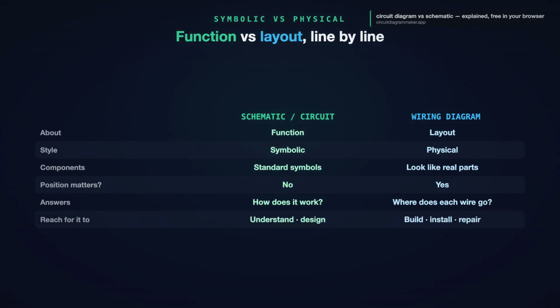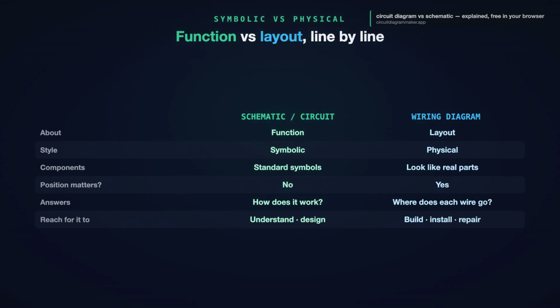That is the real fault line, and it runs right between the schematic family on one side and the wiring diagram on the other. And notice what is not on this fault line. The word schematic and the word circuit diagram both sit on the same side of it, the symbolic function side. That is the whole reason they're interchangeable, and the wiring diagram is not. Keep that picture in your head, and you will never mix these up again.